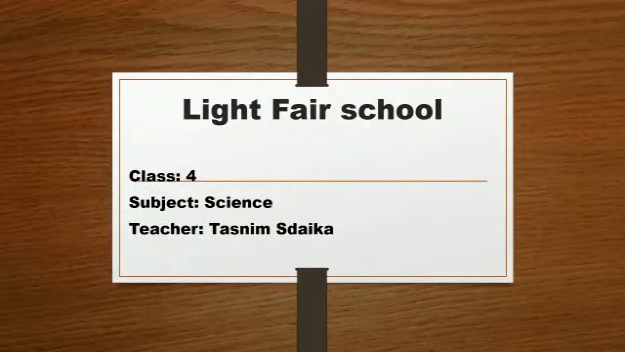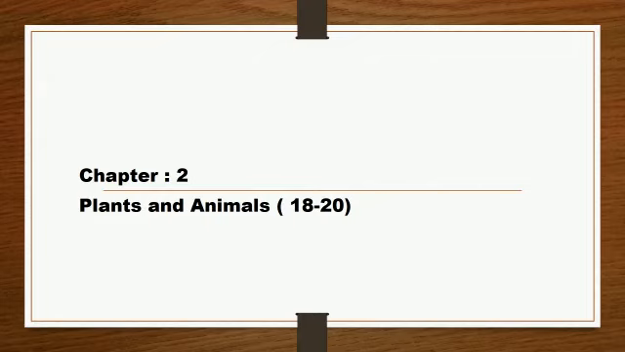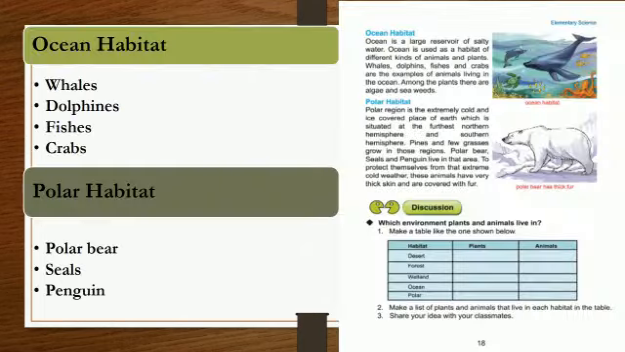This is Tasnim Sadika, teacher of class 4, and today I'm going to take science class. The chapter is 2 and this chapter is about plants and animals, and today we are going to learn the rest of the pages of this chapter, which is page number 18 to 20. On page number 18 you can see here is 2 point, which is ocean habitat and polar habitat.